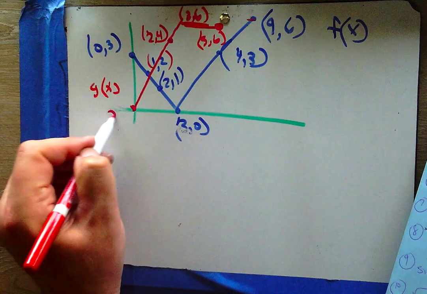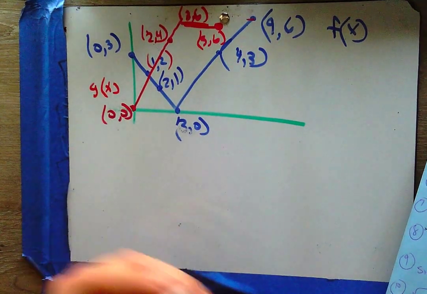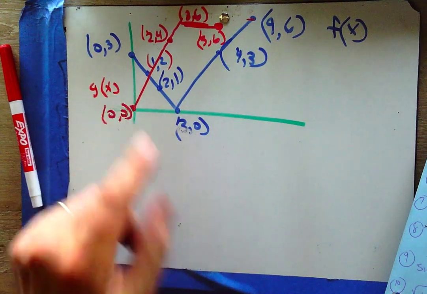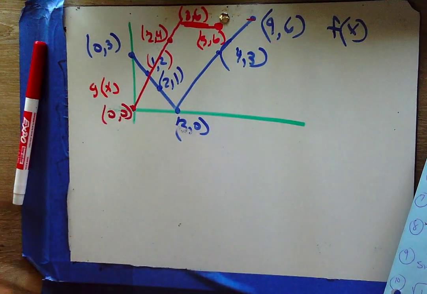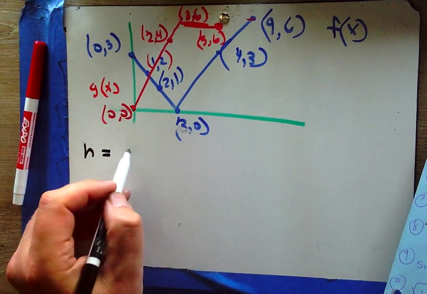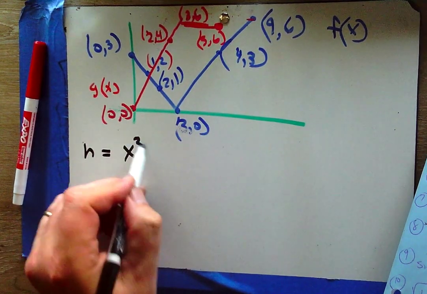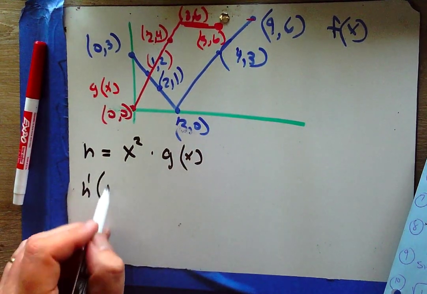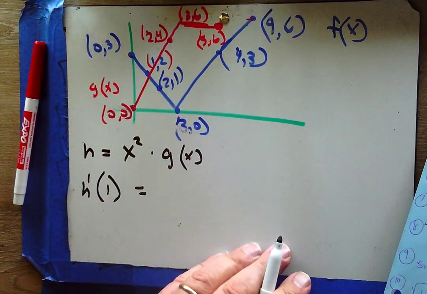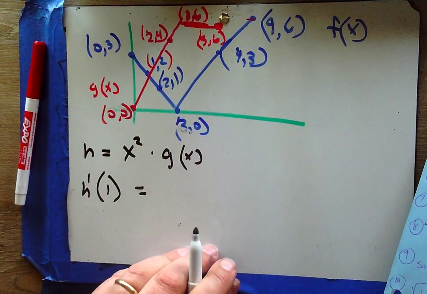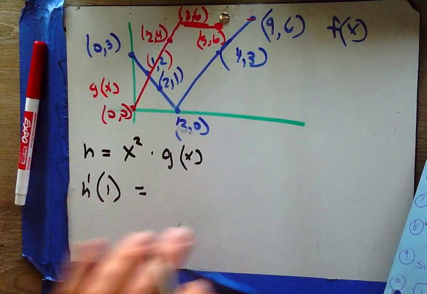And also (0, 0). Okay, so we've got this f, we've got this g, and now we're asked about some things. What things? Well, let's say h of x equals x squared times g of x. And I'd like to know what h prime of 1 is. This is so popular on the AP exam these days. I mean, like, guaranteed you're gonna see it.